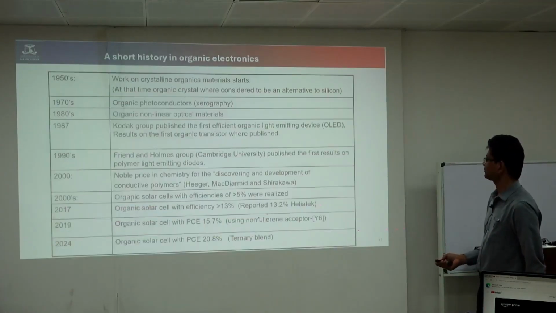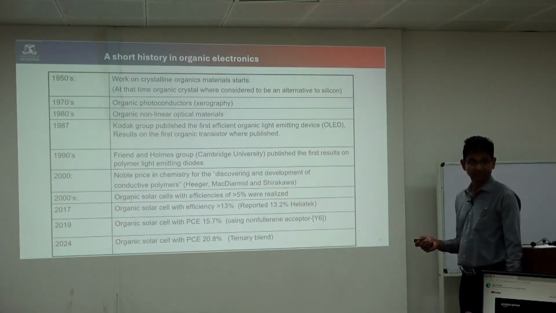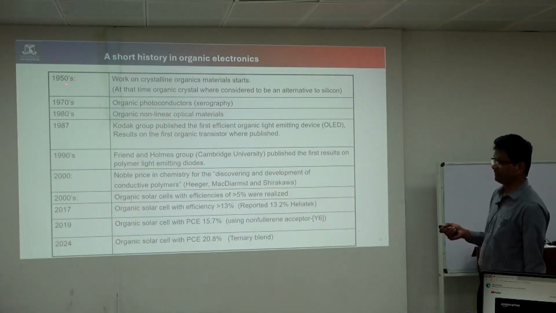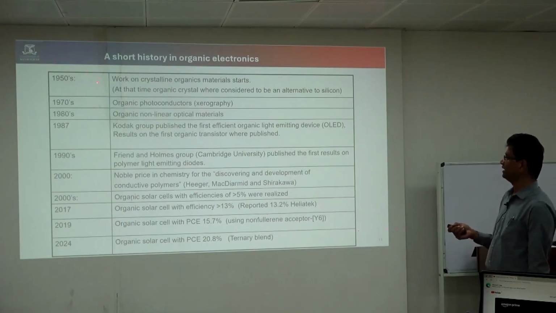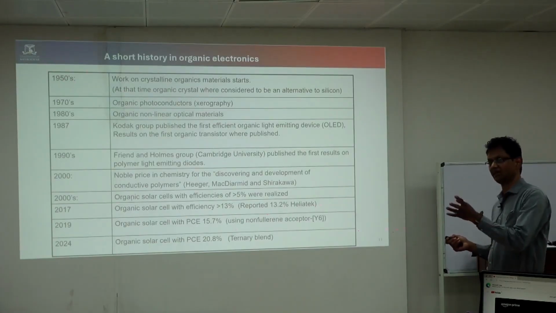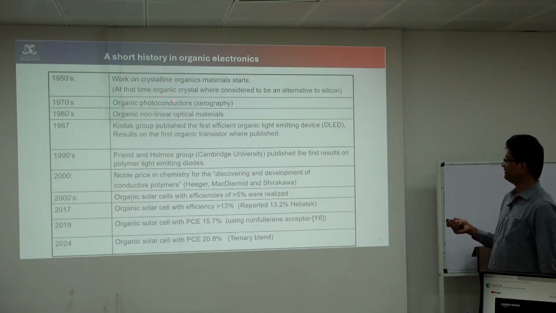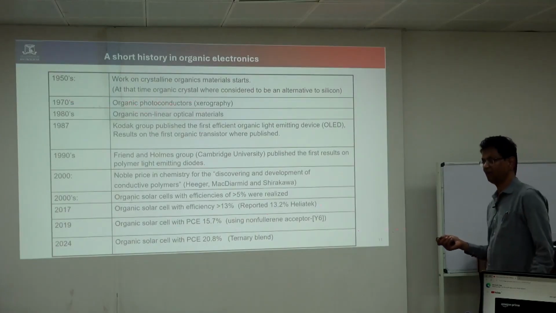Okay. If you see the short history of this electronics, the field actually started in 1950. In 1950, they really didn't understand where to use this technology. They just found some organic crystals, and it wasn't sure at that time whether they were conducting or non-conducting. They said it was an organic crystal they formed. Only later, in the 1970s, organic photoconductors were developed, mainly by a company called Kodak.